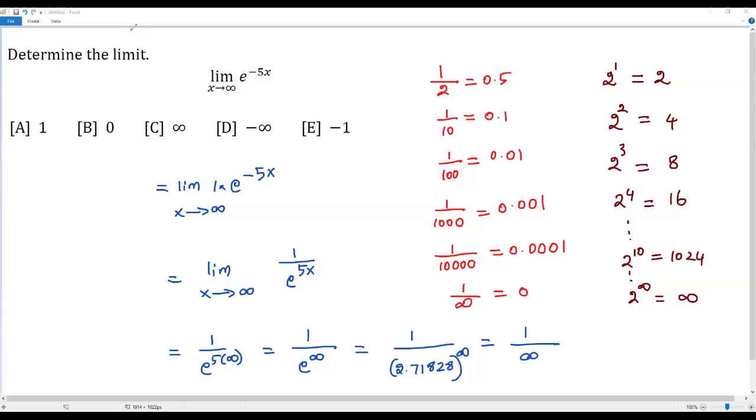Whenever I divide a finite real value like 1 by infinity, it becomes 0, because we divide 1 by a very large positive value, so the value of the fraction will be too small, that is 0. So the evaluation of the given limit equals 0. The correct answer choice for this question is option B.